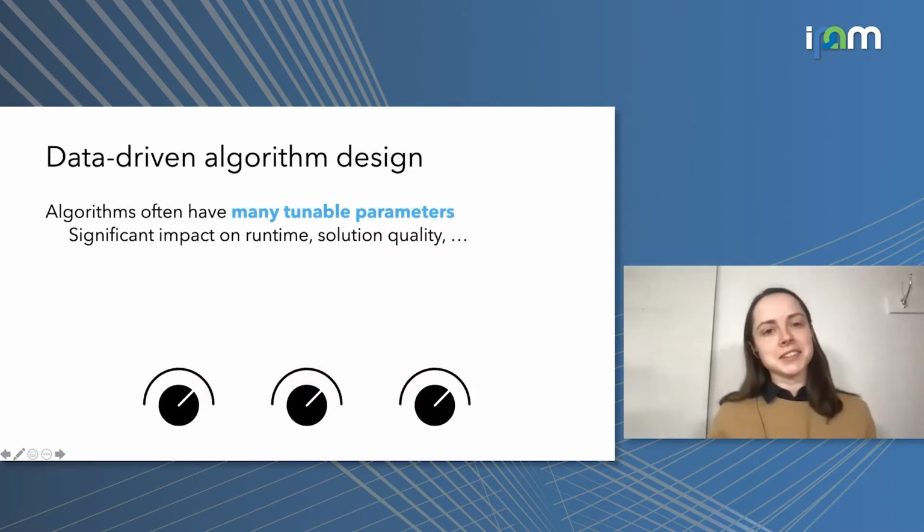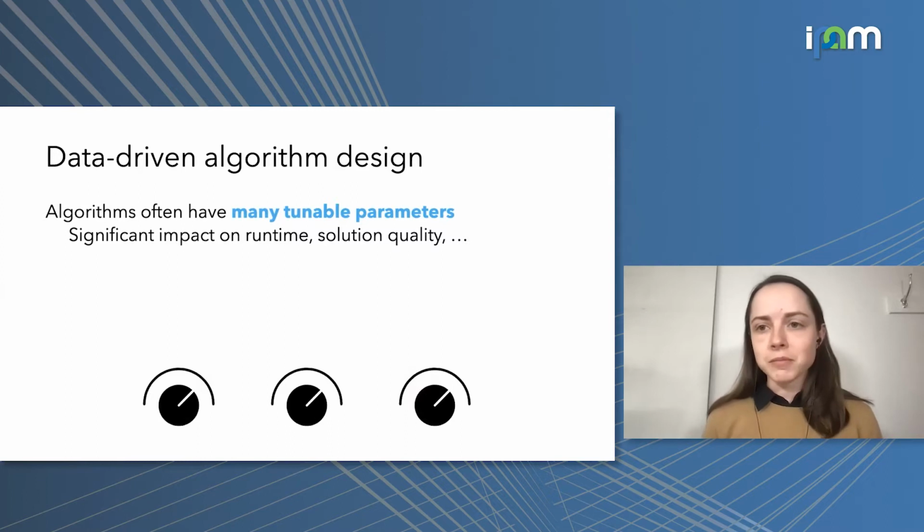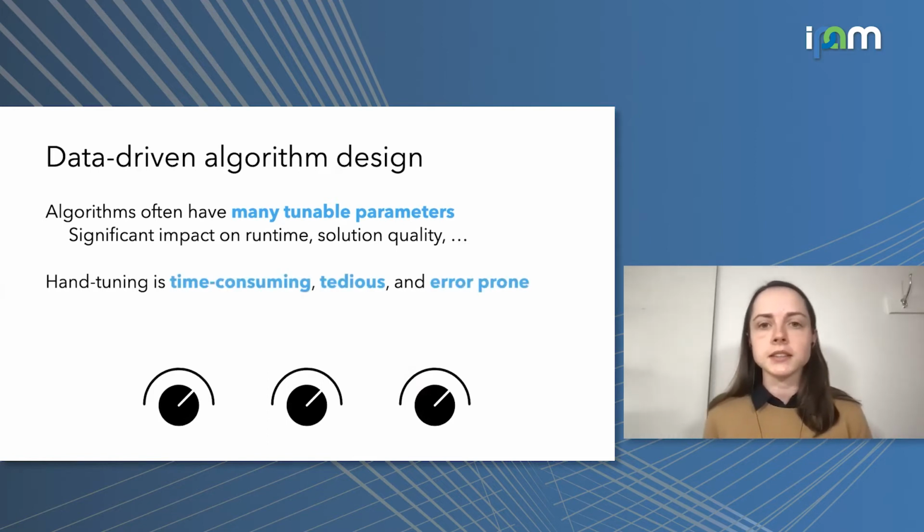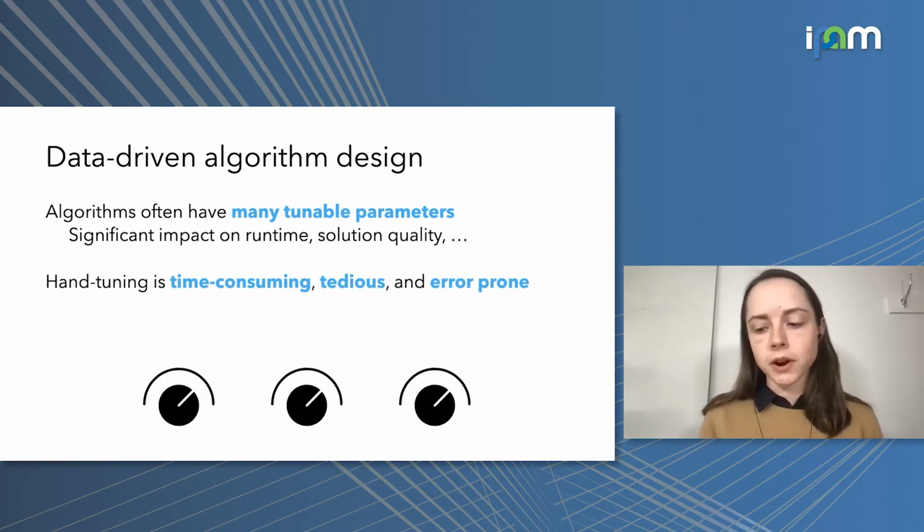So as we've seen several times in this workshop, algorithms often come with a ton of tunable parameters, and these parameters can have a significant impact on the algorithm's runtime, its solution quality, and so on. And tuning these parameters by hand is just a notoriously time-consuming, tedious, and error-prone process.